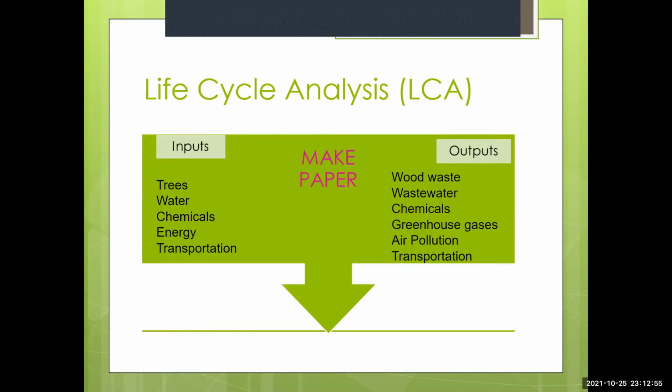Here's an example of life cycle analysis, inputs, outputs. If you're making paper, you need trees, water, chemicals, energy, transportation. And then the outputs, you're going to have some wood waste, you're going to have wastewater, there's chemicals involved, there's carbon emissions, there could be air pollution, transportation. And that can happen when you make the paper, when you use the paper, or when you recycle the paper.